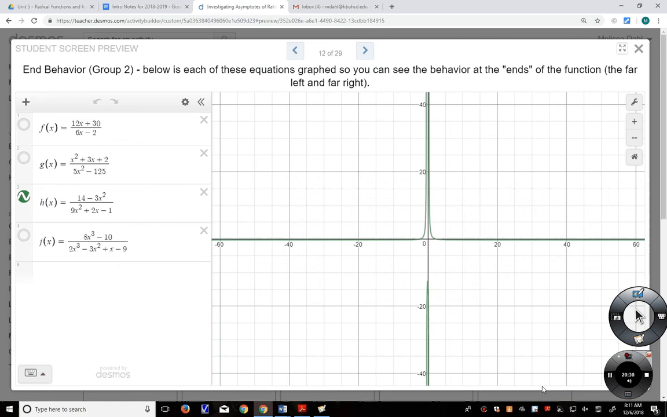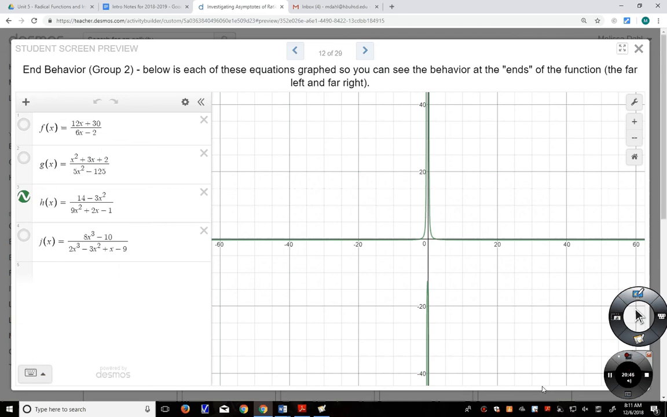So if you look at h of x, you can see highest power, negative 3x squared over 9x squared. That's where you'd get your negative 1/3. G of x, x squared over 5x squared is where we'd get our 1/5. And for f of x, 12x over 6x is where we'd get our 2. Is that all right with everybody?